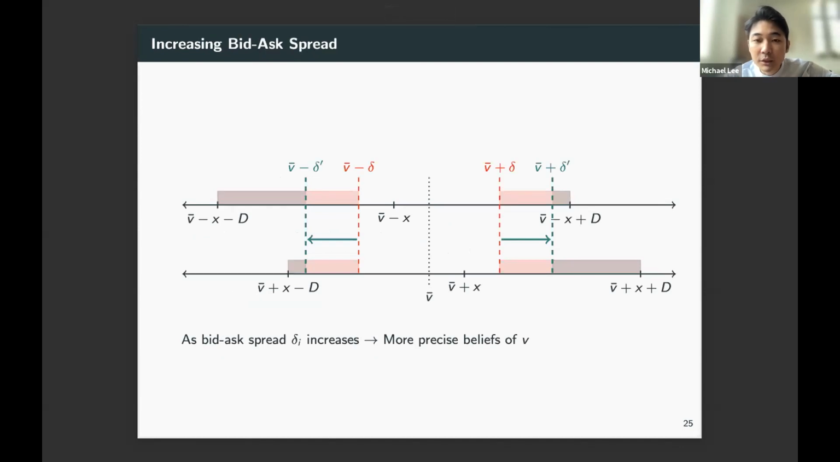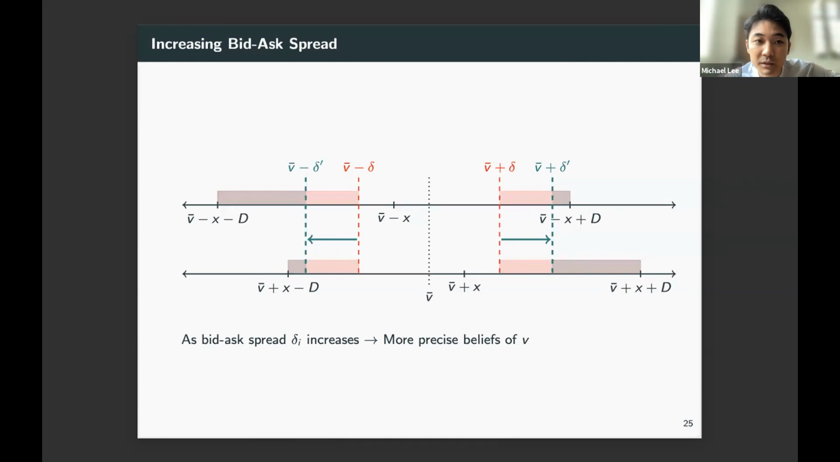So what happens when you increase your bid-ask spread? Well, you are able to gain more precise beliefs about V. And the exact thing that you should be looking at is the upper bar on the left side versus the lower bar on the left side. The ratio between those is going to determine your posterior beliefs. Oh, I see. Okay, I got it. The uniform distribution lets us have a really clear characterization of how your bid-ask spread directly relates to how precise your beliefs are. And you can see that as delta increases to the end, at some point you're going to have perfect information regarding the value of the asset.